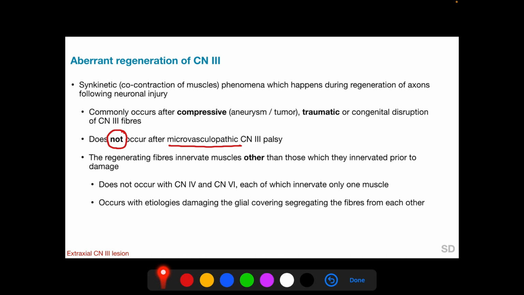Aberrant regeneration occurs only with the third cranial nerve among the ocular motor nerves, because the third cranial nerve innervates multiple muscles. And aberrant regeneration does not occur after lesions of the fourth cranial nerve or the sixth cranial nerve, because they each innervate only one muscle. And aberrant regeneration occurs because the lesions causing it damage the glial covering segregating the fibers from each other, and thus allow the regenerating fibers to cross over from one branch to the other branch of the third cranial nerve.